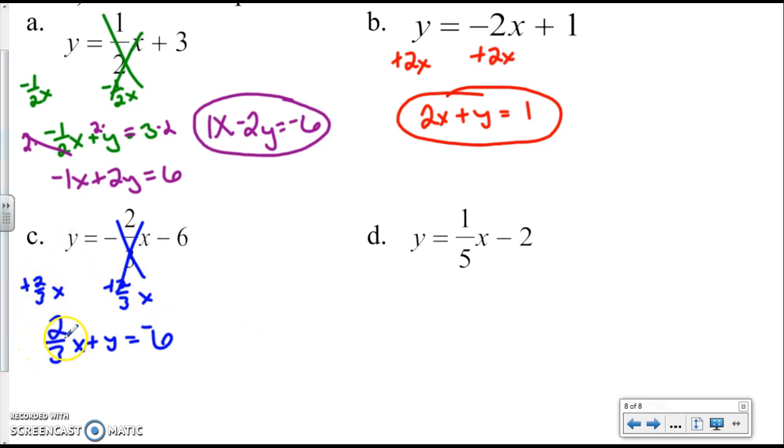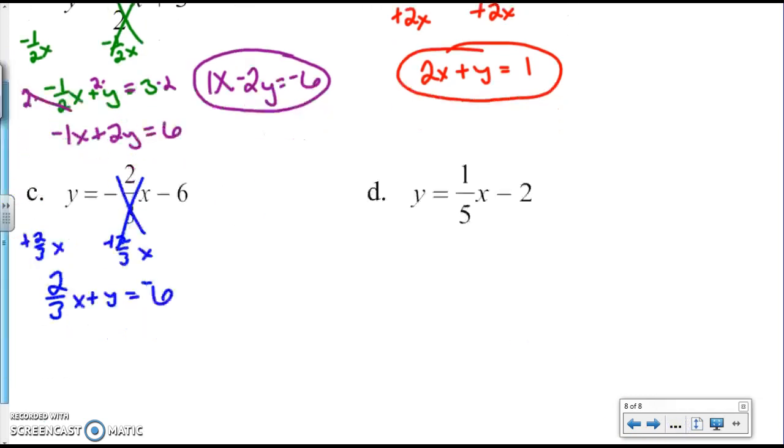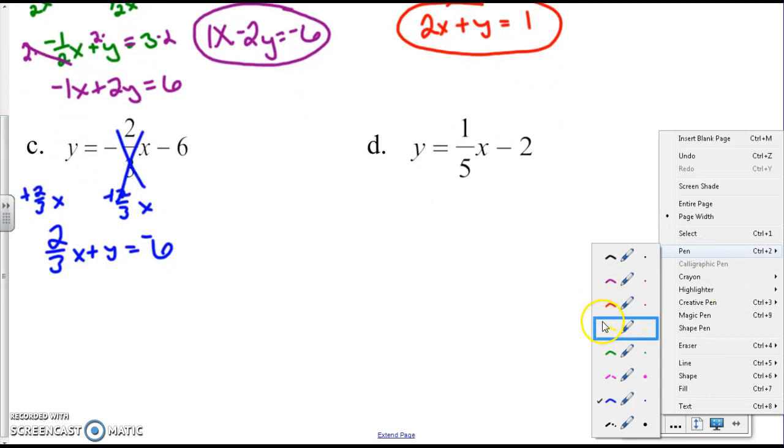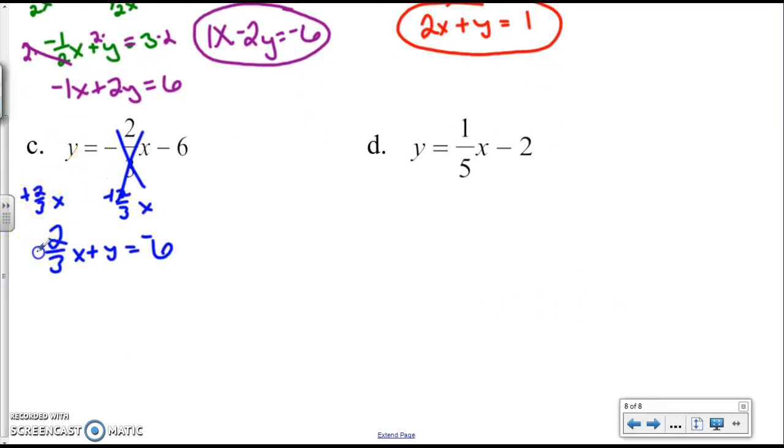And then my second step is to multiply everything by the denominator of the fraction. Well, in this fraction, my denominator is 3. So I'm going to multiply everything by 3. I'm going to do times 3, times 3, times 3. These cancel. So I have 2x, 3y, and then negative 6 times 3 is negative 18.